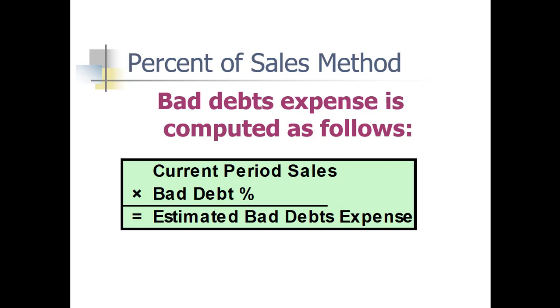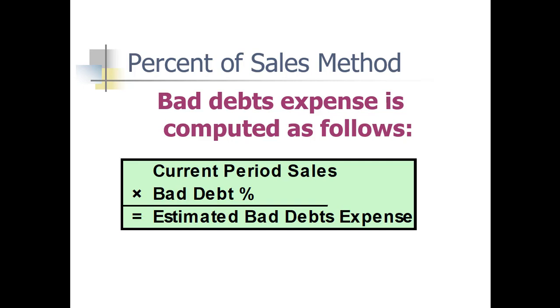we simply take the current period sales, how much were our sales for this year, and we multiply by a bad debt percentage that's given to us in a problem. So it's not something that we have to calculate on our own. If I was a real company, where I would get this from would probably be my past experience. So I'd probably look back and say, last year I had sales of this much, I didn't get this much of it, so it was about 2%.